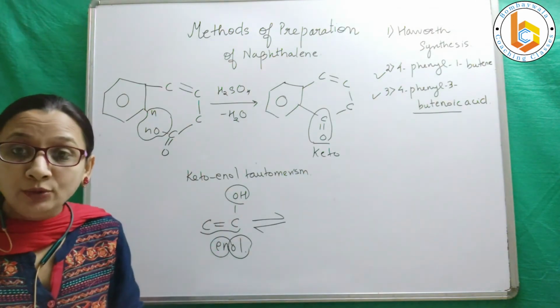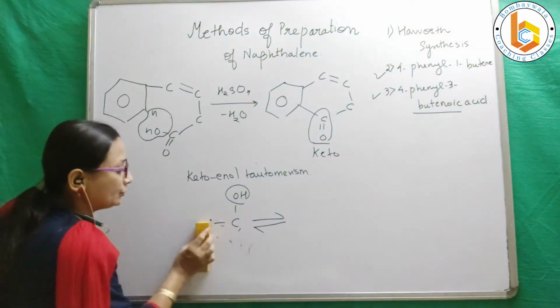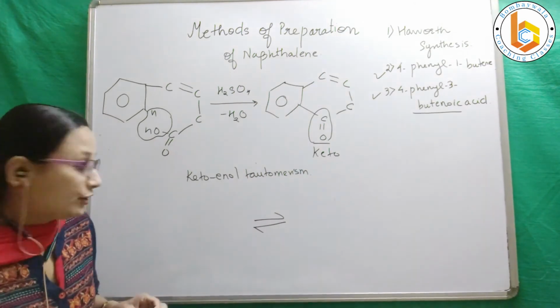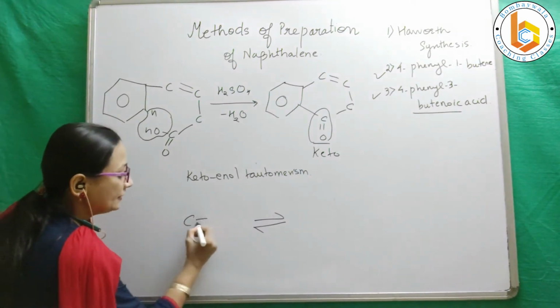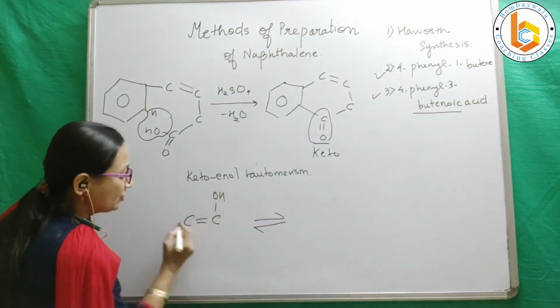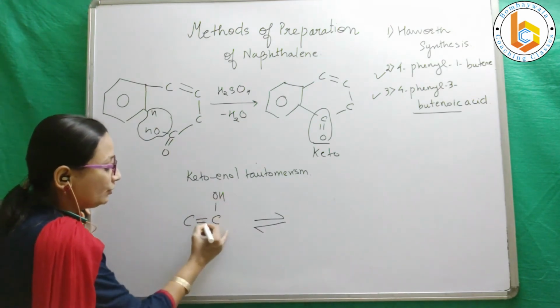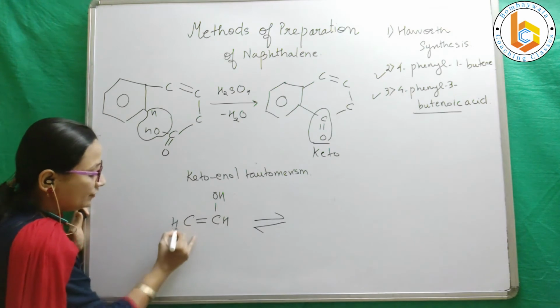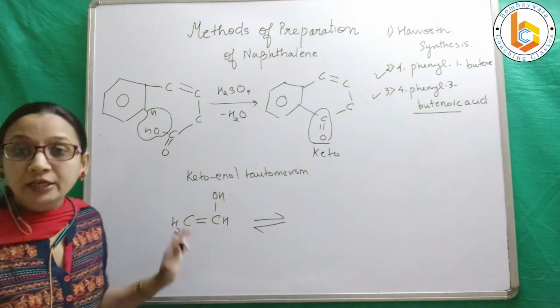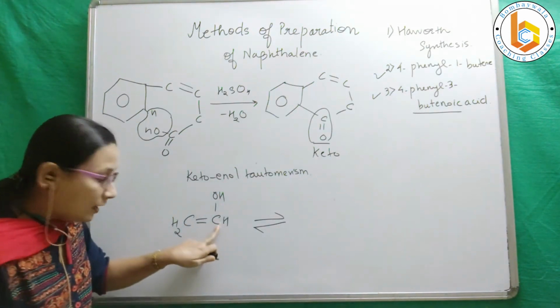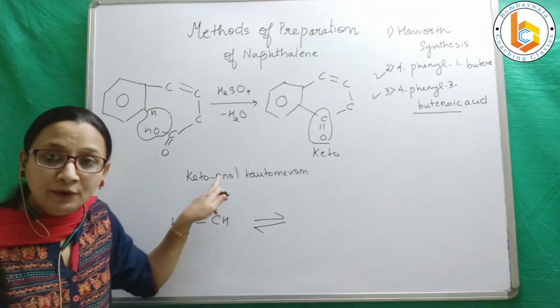Now see how this enol can become keto. Let me write the proper structure for enol once again for all of you. C double bond C, this is OH. If I want to fulfill the valencies: 1, 2, 3 and 4. 1, 2, 3 and 4. This is my enol, because on one carbon which has the double bond, the OH is on the same carbon.